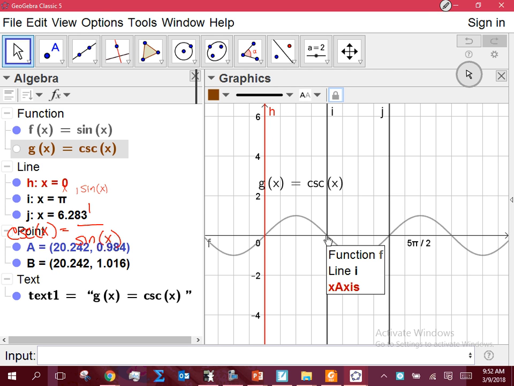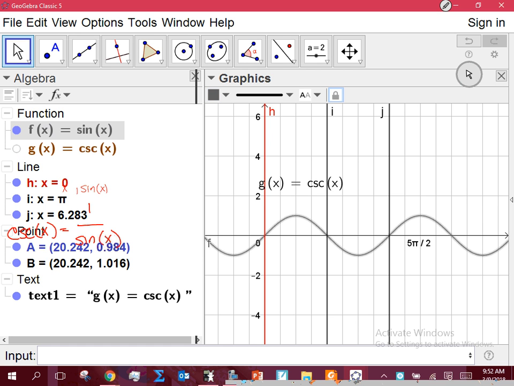So when you want to graph the cosecant function, the first thing is to actually graph the sine function. That's going to be very useful, because if you know where the x-intercepts are for your sine function, you then know where to put your asymptotes for the cosecant, right?